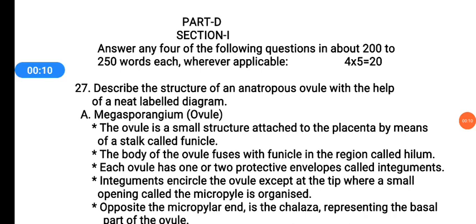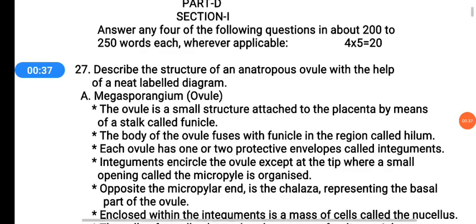In the previous video class, we discussed the biology model question paper, in which we covered the 1 mark, 2 marks, and 3 marks questions. Now in this class we are going to discuss the 5 marks questions. First, describe the structure of an anatropous ovule with the help of a neat labeled diagram.